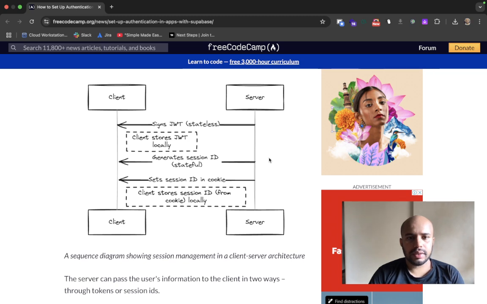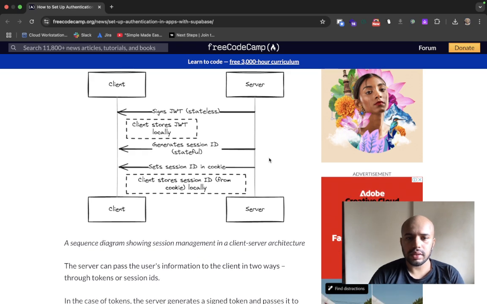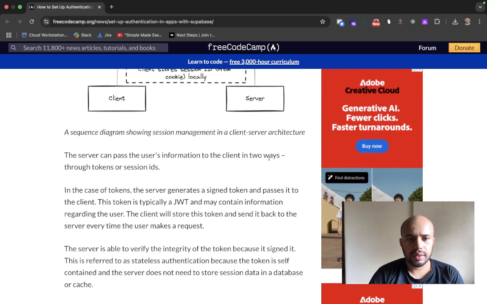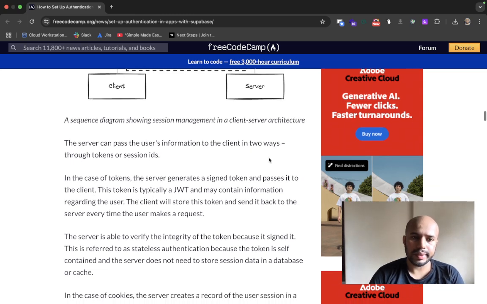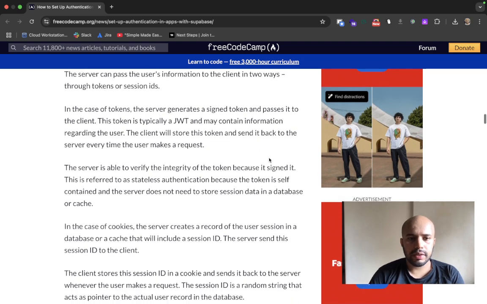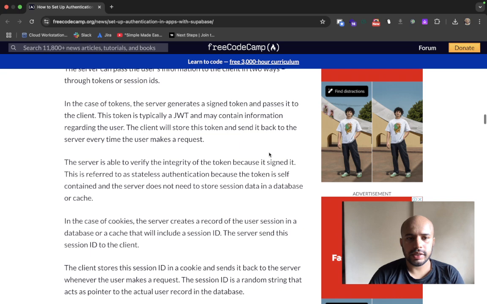You have the client and server. The server signs a JWT, which is stateless, and the client stores the JWT locally. Or the server generates a session ID, which is stateful, sets the session ID in cookies, and the client stores the session ID from the cookie locally. The server can pass this user information to the client in two possible ways. In the case of a token, the server generates a signed token and passes it to the client. This token is typically a JWT. The server is able to verify the integrity of the token because it signs it. This is referred to as stateless authentication.